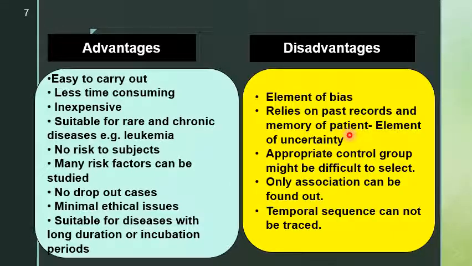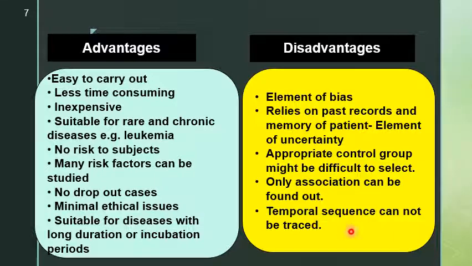So there will be an element of uncertainty. You will have to rely on the patient's validity, the patient's truthfulness. So an appropriate control group sometimes becomes very difficult to select. And by this study, only association can be found out. I have already told you.